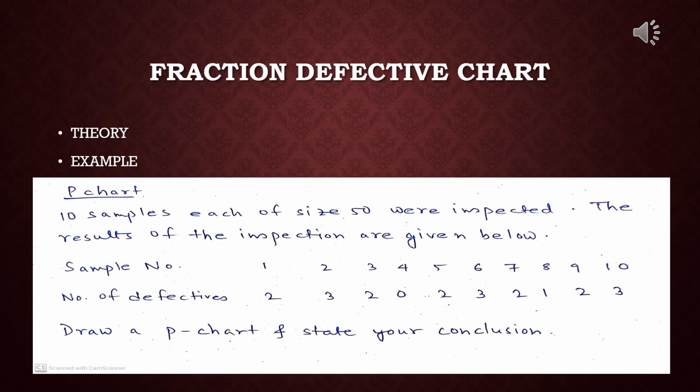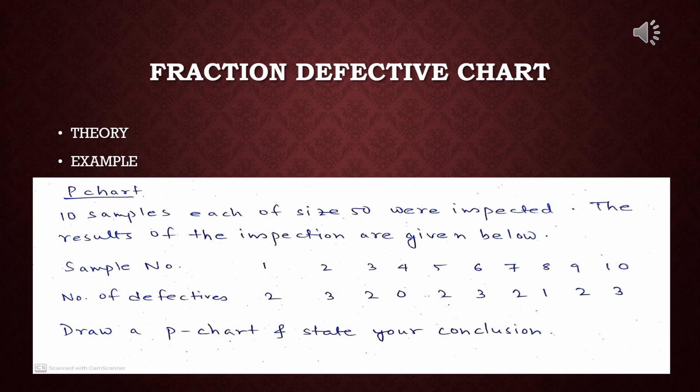I'll just remind you of the formulas that are associated with the fraction defective chart. The central line is generally the P bar. I'll come back to how to calculate it. The upper control limit formula is P bar plus 3 into root over P bar into 1 minus P bar divided by N. And the lower control limit is P bar minus 3 into root over P bar into 1 minus P bar divided by N. As I have previously mentioned, for your betterment, I have recorded all the formulas and put them into the last slide of this video.